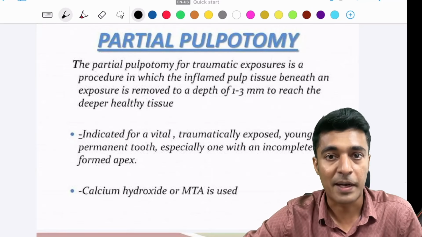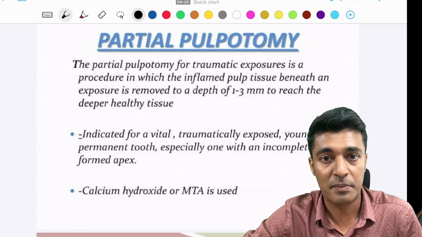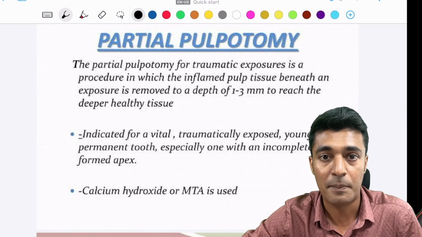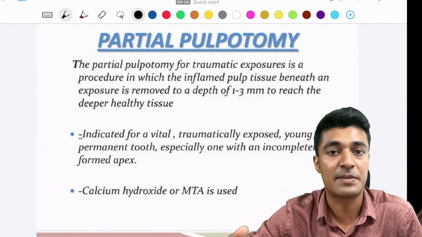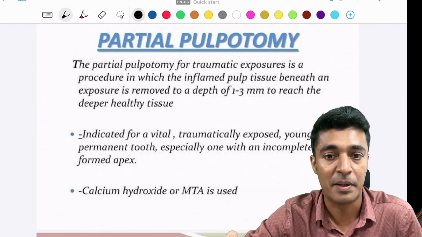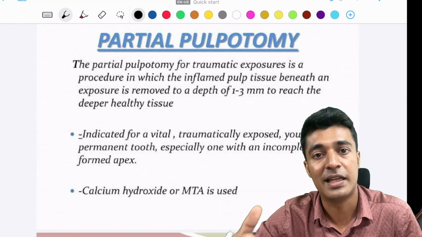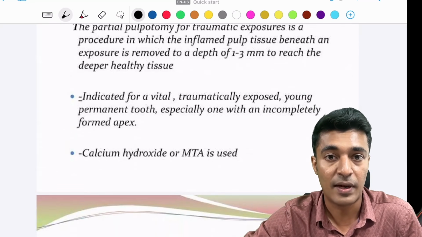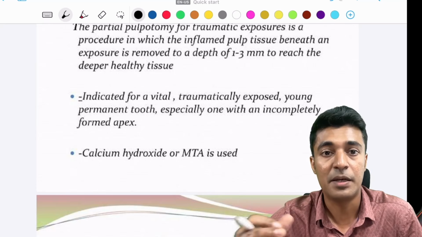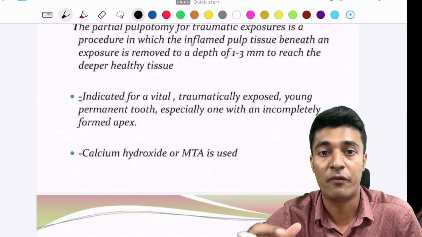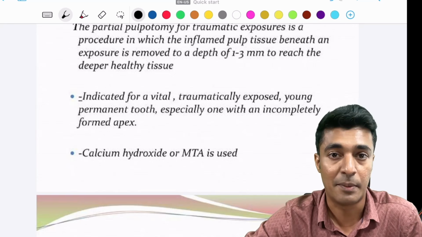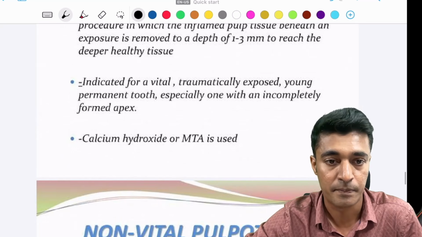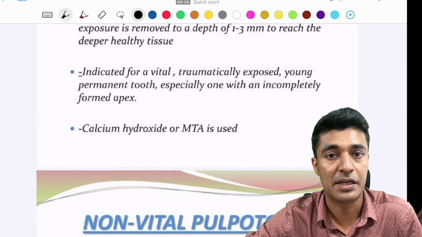Coming to the partial pulpotomy. The partial pulpotomy for traumatic exposures is a procedure in which the inflamed pulp tissue beneath the site of exposure is removed 1 to 3 mm to the extent that the deeper, healthier pulp tissue is reached. So it is indicated for a vital, traumatically exposed young permanent tooth, especially the one in which the root formation is not complete. We have to preserve the radicular pulp tissue so that the root formation will take place. The materials used are calcium hydroxide and MTA.